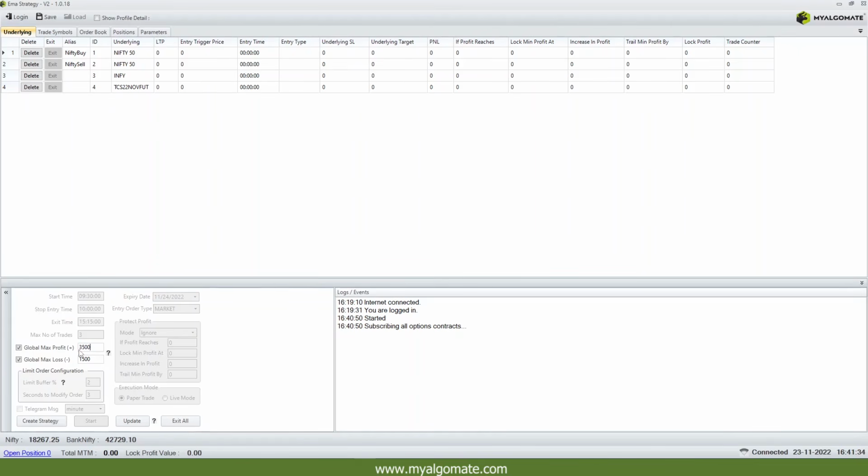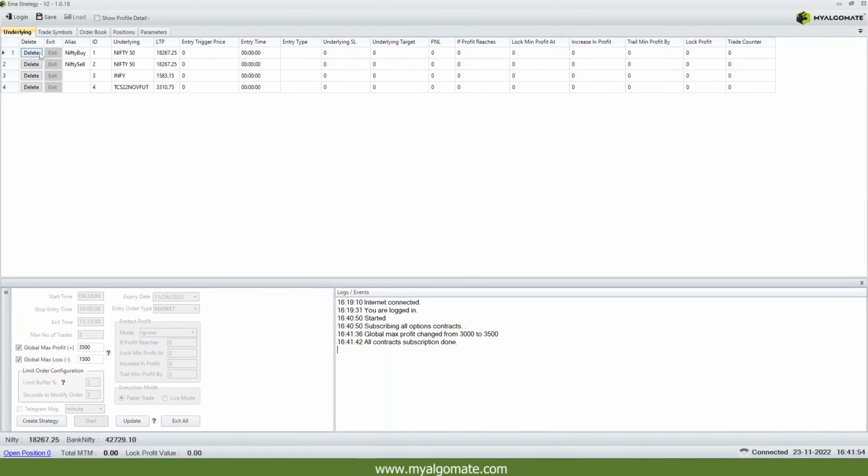Apart from that, once you have started the software, let's say you want to change the global max profit to 3500, then you can just change the value and click on the update button. So it will be changed. These two parameters you can change live while the software is running. It will show the total MTM over here, and the number of open positions over here.